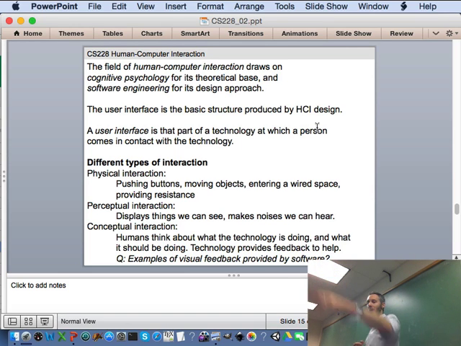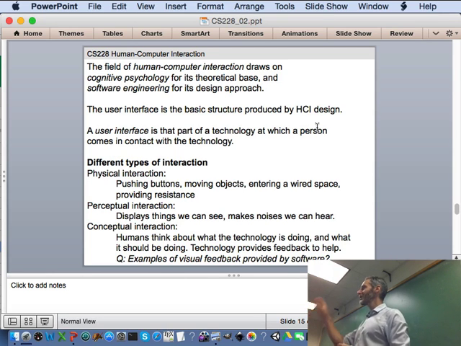Psychology, where we're going to draw most of our theoretical base, our concepts, where we're going to start, and software engineering for our design approach. How do we systematically develop software to support our identified group of users? And the user interface is where these two things meet, and that's where we're going to focus.